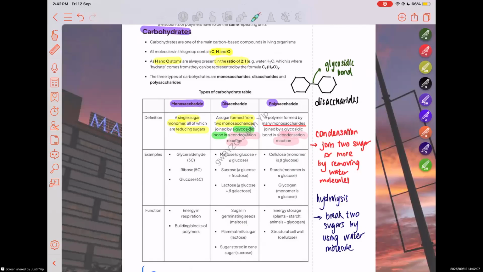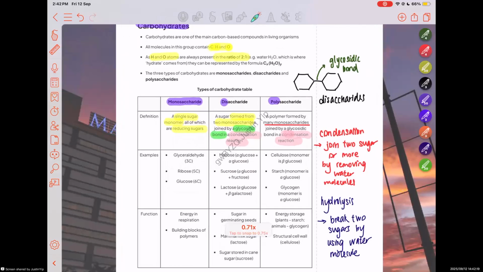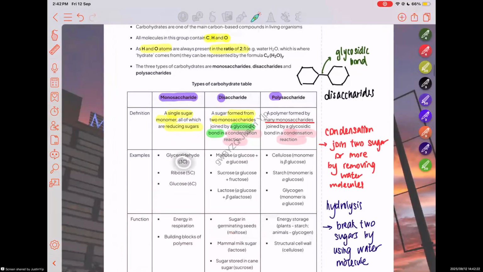So this is monosaccharide, disaccharide, and polysaccharide. Let us go through the examples. Monosaccharide, you got glucose, ribose, and glyceraldehyde, and each contains its own specific number of carbons. While disaccharide, you will have maltose, sucrose, and lactose. You see, the bracket shows which glucose combines with which glucose in order to form this. And polysaccharide, you will have cellulose, starch, and glycogen.